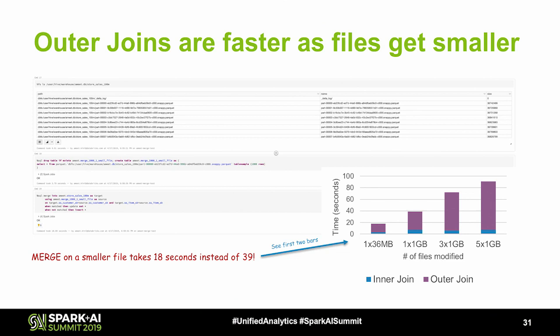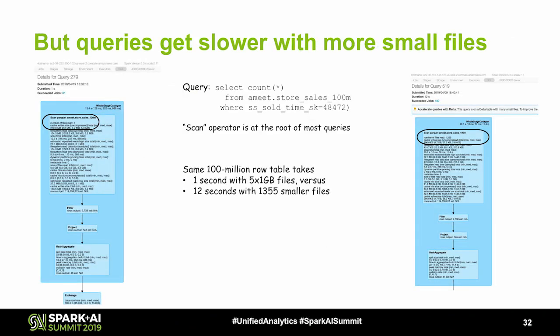So merge is fast on small files. And the reasonable conclusion from that is, well, maybe we should have just lots of small files. At this point, you might be wondering, how is it that I'm at a big data talk and somebody's saying small files are good for you? Well, it's good for merge. It actually is. But it affects your queries.